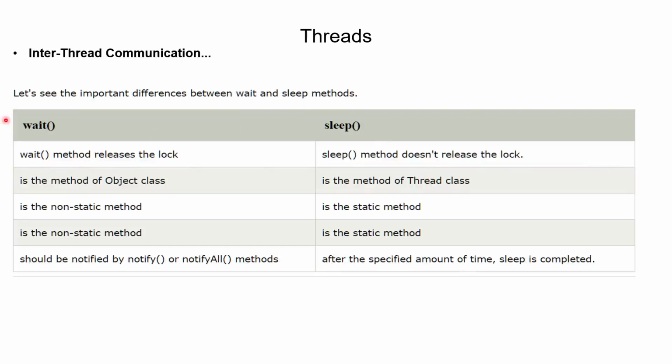As far as inter-thread communication, let's compare the wait method and the sleep method. The wait method releases a lock, the sleep method will not release a lock. Wait is a method of the Object class, whereas sleep is a method of the Thread class. Wait is a non-static method, sleep is a static method, and wait should be notified by notify or notifyAll methods. And with sleep, sleep can be called after a specified amount of time.